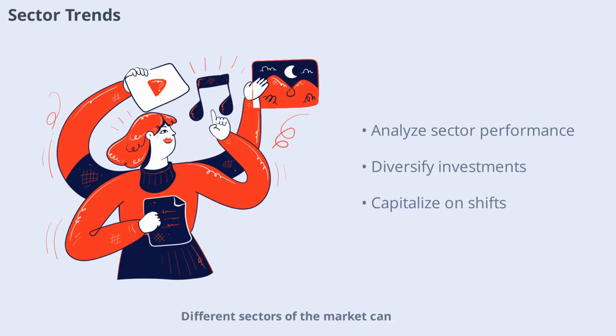Different sectors of the market can experience trends independently of the overall market. For example, technology stocks might be rising while energy stocks are falling.